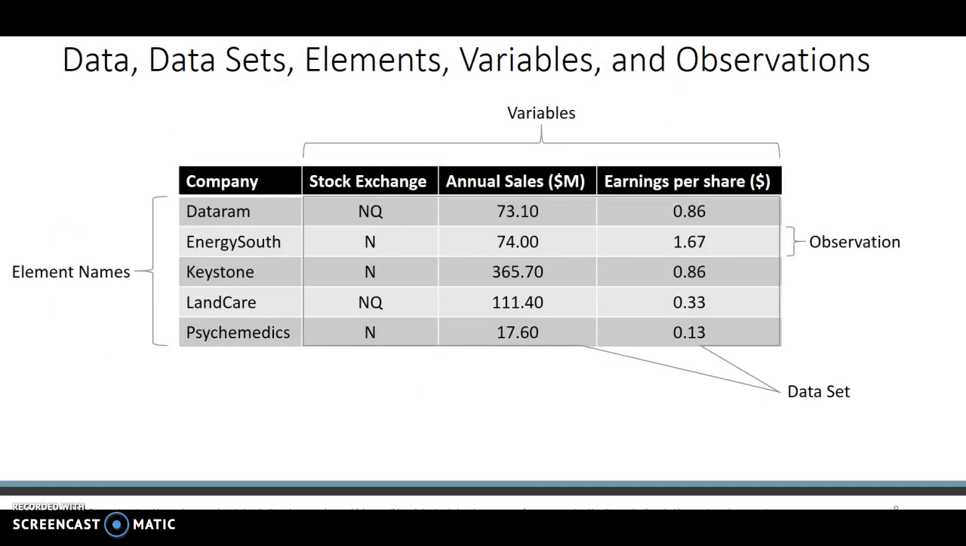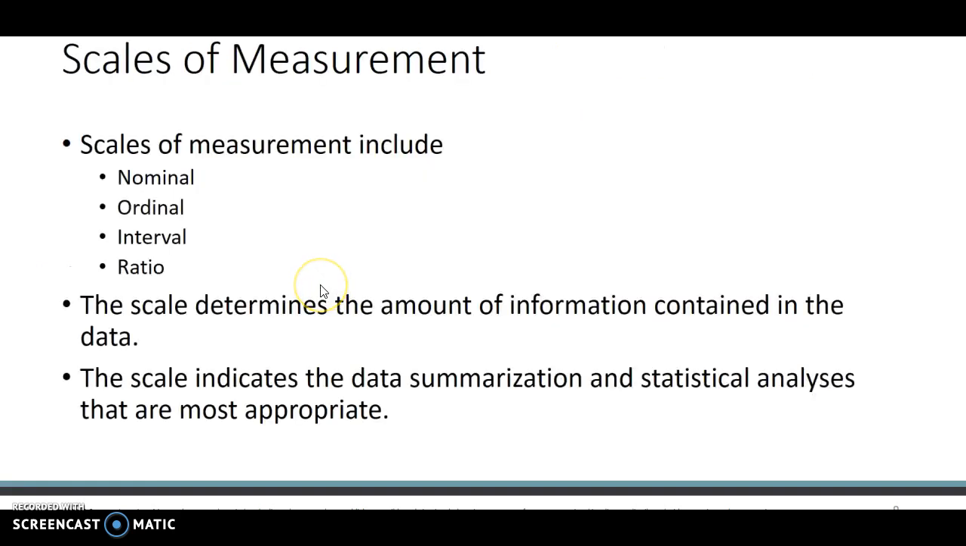Here we have some information on different companies, Dataram, Energy South, Keystone, Landcare, Psychmedics. We have the stock exchanges they're listed on, annual sales, and earnings per share. You can see what the data set is composed of. All of the headings here are variables, and that is a particular observation, say for Energy South.